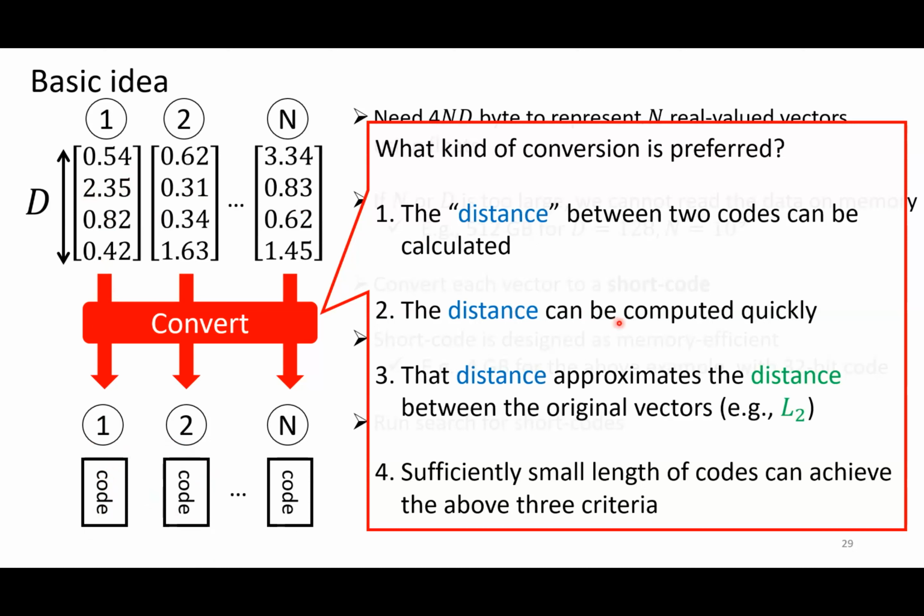We want to do a really quick distance computation. And the distance that we see here in code space should have something to do with the distance that we saw with the original vectors. This would be really nice as well. At the end of the day, these codes shouldn't be as long as the original vectors. Then we didn't learn anything, right? So they should really be smaller. Okay.